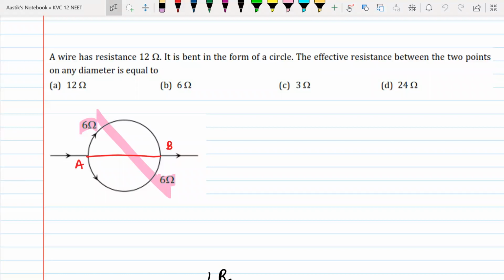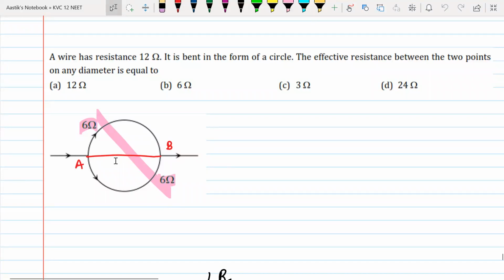The total resistance was 12 ohm. How did I get R1 and R2 in this question? You divided the resistance into half on the sides. Why? Because it's a circle. So it's a circle, so what? It's 180 degree. It divides 180 degree. That's it. Same logic you apply on this one.